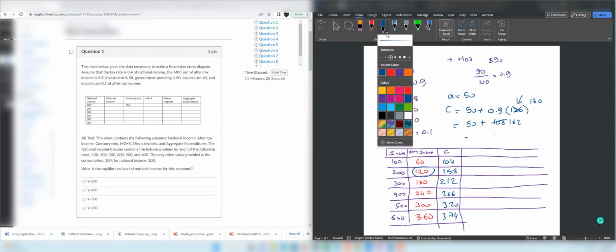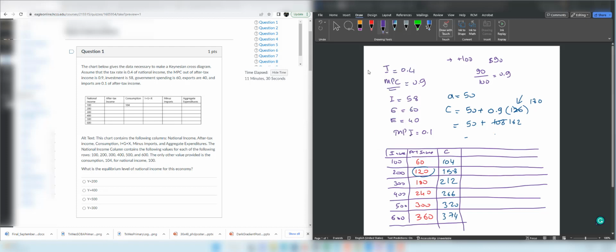Next column, as you see, is the sum of investment, government expenditures, and exports, which will be easy because all numbers are given here. I'm going to sum them up and write it. That's it. So let's do this column 2, which is I plus G. For exports, we use letter X. So which is the sum of 58 plus 60 plus 40, which is 158. And that's going to be the same. It's not going to change with the income level. 158 all the way down.